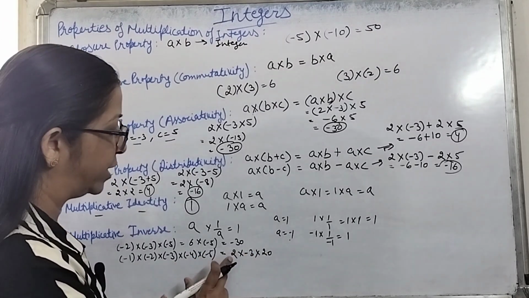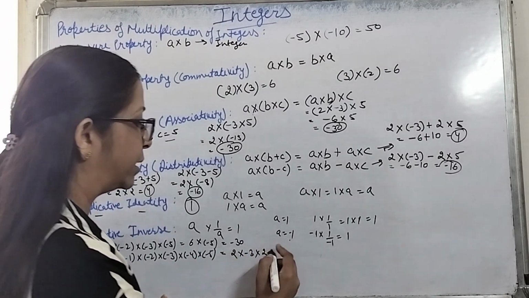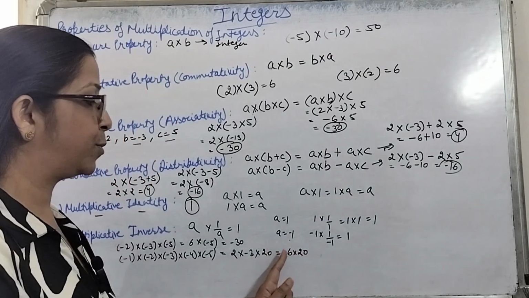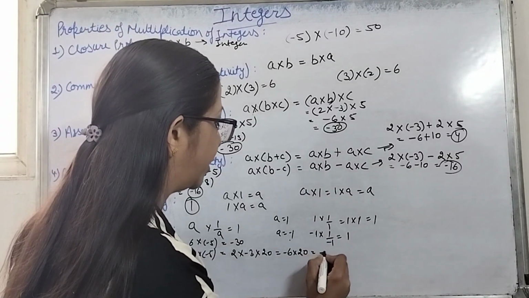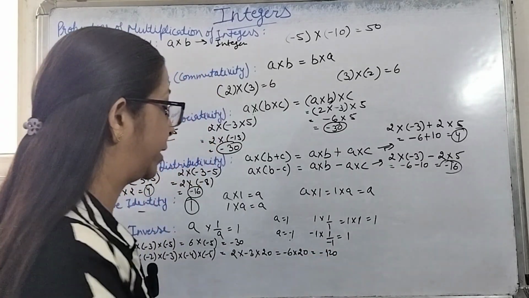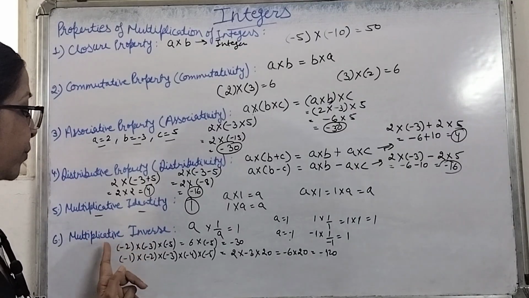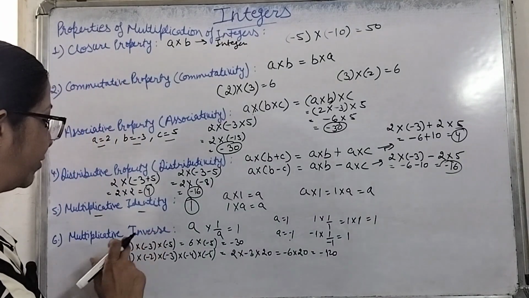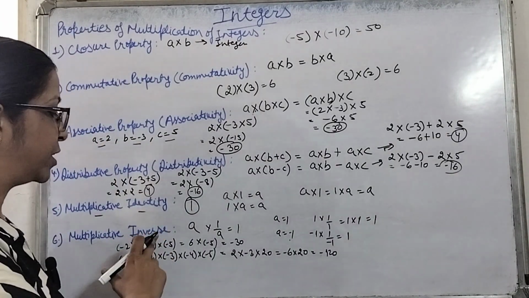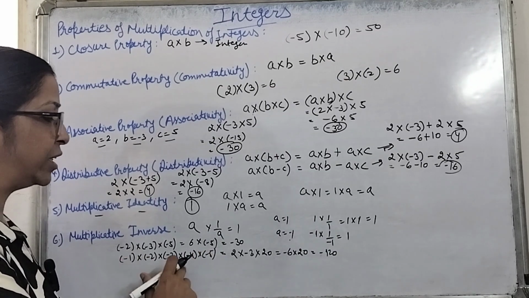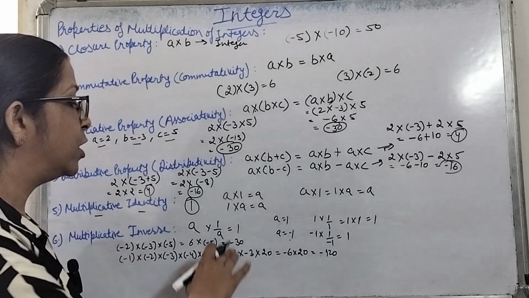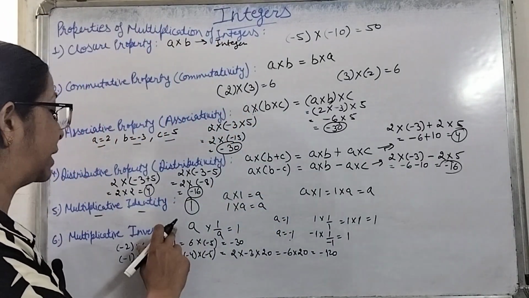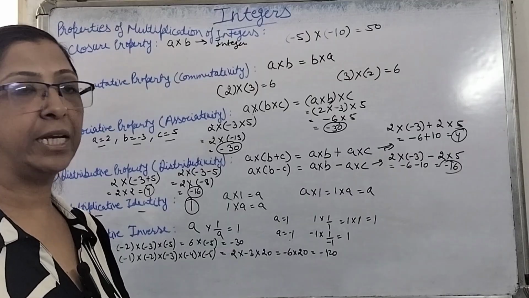Now we'll solve it further. One is positive, one is negative. 2 multiplied by -3 will be minus 6, multiplied by 20. And multiplying these two, one is positive, one is negative, so the final answer will be negative. 6 2s are 12, so 120. So what we can see here is that we are multiplying negative numbers an odd number of times. Here we are multiplying negative numbers 3 times, that means an odd number of times. Here we are multiplying negative integers 5 times, that means an odd number of times. So always your product will be negative. If we multiply negative numbers an odd number of times, then the product will be negative.